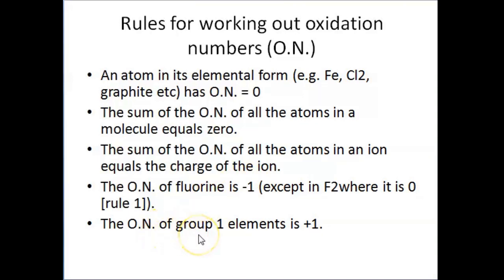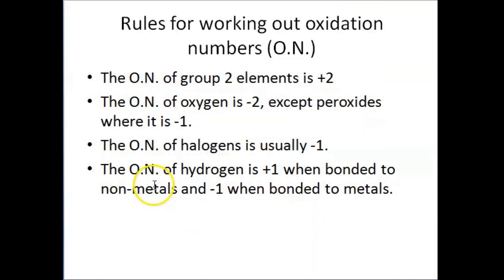The oxidation number of group 1 elements in the periodic table is equal to +1. And the oxidation number of group 2 elements is taken to be equal to +2. But the oxidation number of oxygen is -2 except in peroxides. Whenever oxygen is forming a peroxide, the oxidation number of oxygen is taken to be equal to -1, otherwise it is equal to -2. And the oxidation number of halogens is usually taken to be equal to -1.